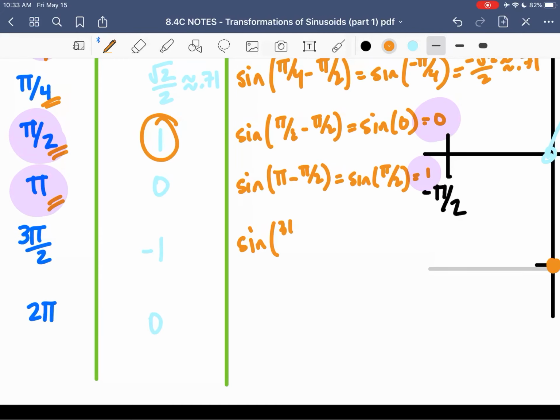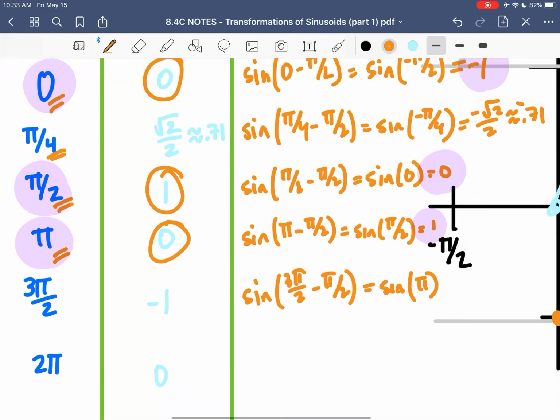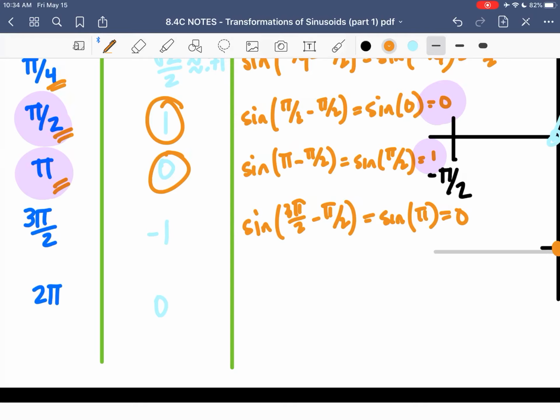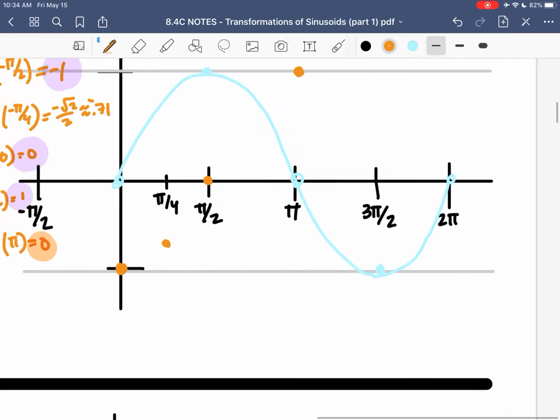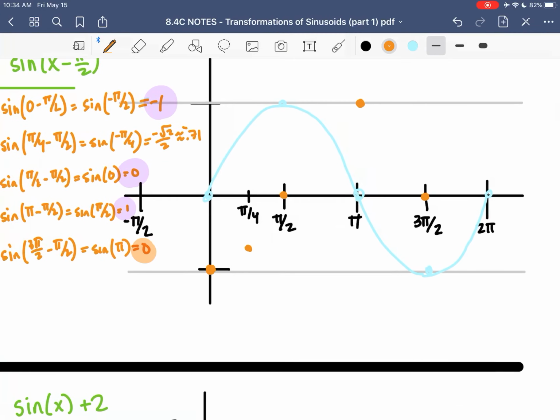All right. And we'll do sine of 3 pi halves minus pi halves. Well, 3 pi halves minus 1 pi halves is going to leave us with 2 pi halves. But 2 pi halves is just pi. I know what sine of pi is. That's actually 0. Right? So at 3 pi halves, we're back at 0.